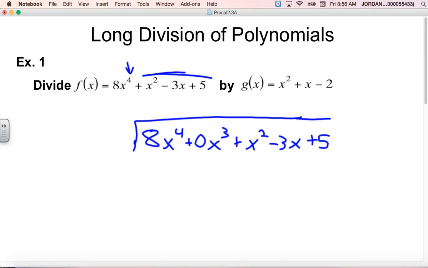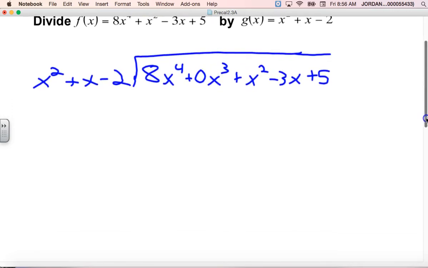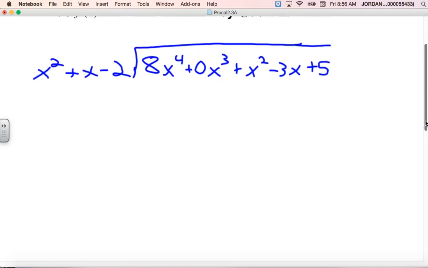So you have to add in that term for the terms that you're missing. You put a 0 with that term with that degree. And of course, right here we put our divisor, x squared plus x minus 2. Now the process is very similar to long division with numbers. But first thing you want to look at is the first term. So this first term and this first term.